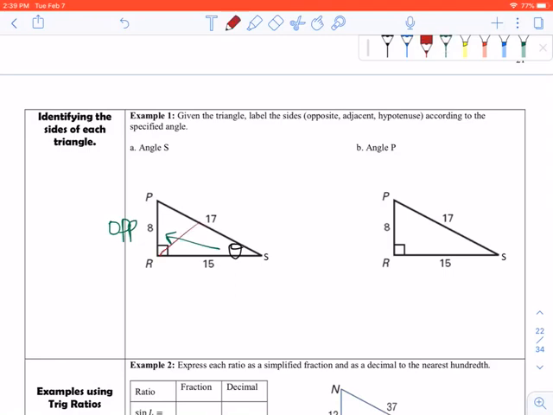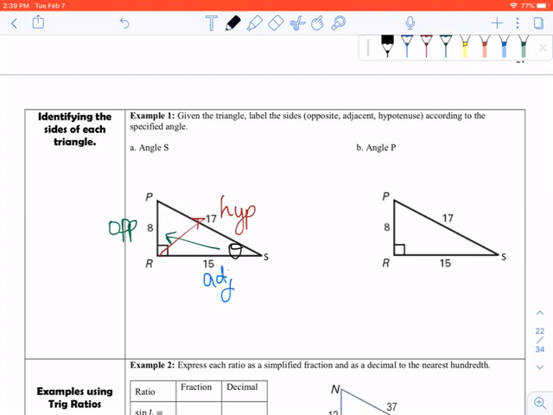The hypotenuse, maybe you want to start with that, is the one across from the right angle. And then finally, the adjacent side is the one right next to it, so the 15. Okay, so that's labeling it, just labeling the triangle. So let's do B as well.